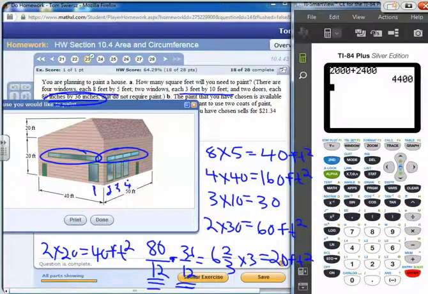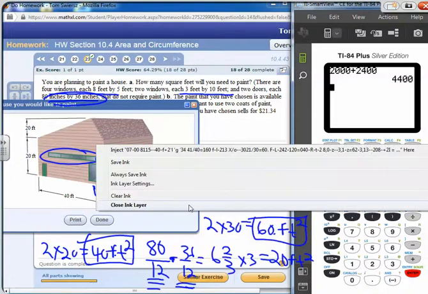So now what do we have? The 4 windows, 4 times 40, is 160. The 2 windows, 3 by 10, each 30, is 60. And the 2 doors, each 20, is 40. So we're subtracting 160, 60, and 40, the area of the windows and the doors. I'll put that in the calculator.